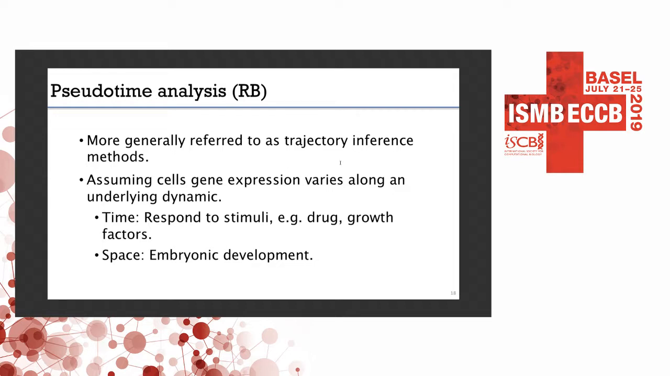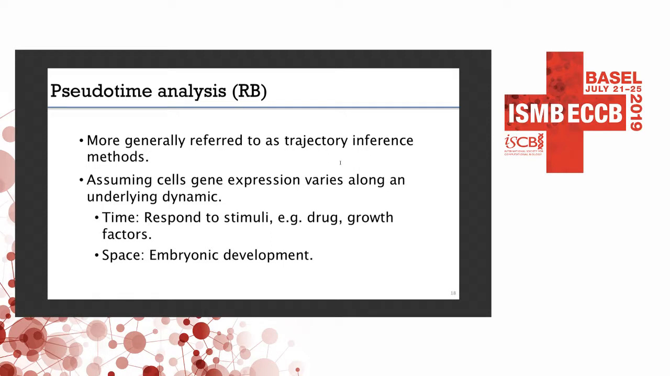Okay, so the next type of major analysis that we're going to look at is pseudotime analysis. This is more generally referred to as trajectory inference methods. I'll talk more about this later today. But we assume that gene expression varies along some underlying dynamic. So maybe we take some cells and they're responding to some external factor or stimuli, or it might be over space instead of time. So if you're thinking about embryonic development, how cells are moving along an embryo, for example.